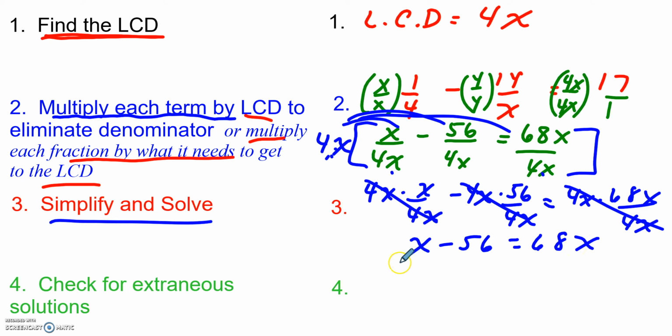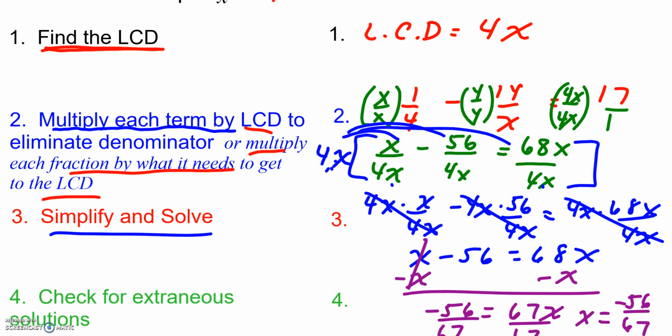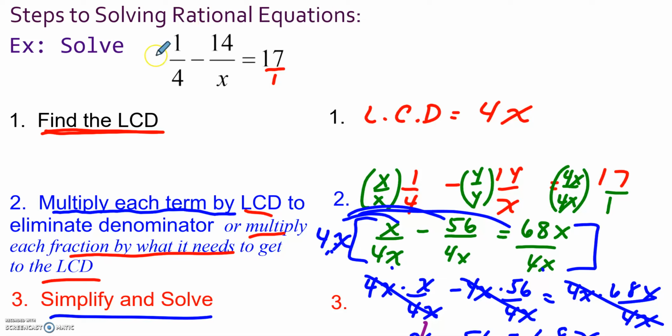And so if you continue to solve this, if you subtracted the x to the other side, you would get negative 56 equals 67x. You would divide by the 67. So you get an absolutely delightful answer of negative 56 67ths. What a joy. Now, just to let you know, this answer does work. It isn't the most joyous. What you could do is figure out what this is as a decimal, and you could plug it back in for x to see if it works and see if this side of the equation equals 17. It does.